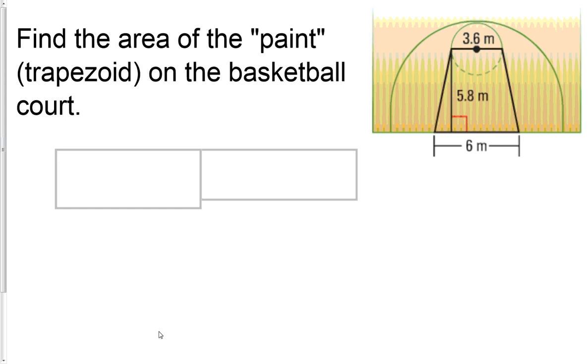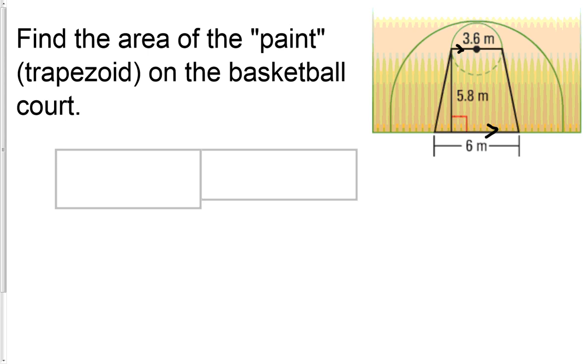Find the area of the paint, which is a trapezoid, on the basketball court. In this case, the paint goes a little longer on the baseline than it does at the free throw line. We've got 6 meters and 3.6 meters for bases, and 5.8 meters is the height. Sometimes they will also give you arrows to let you know that these are the bases, but at this point you can clearly see the shape to see that these would be the parallel sides.